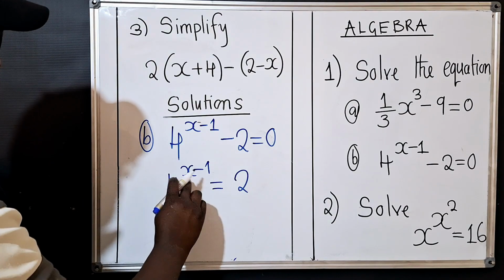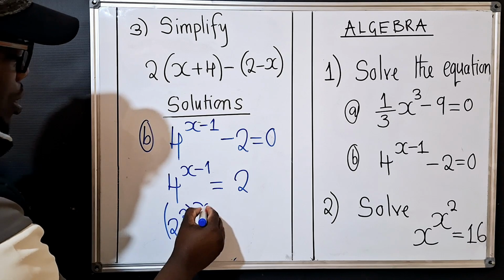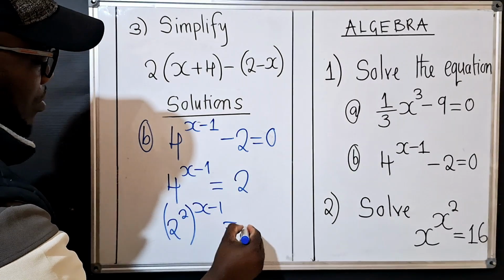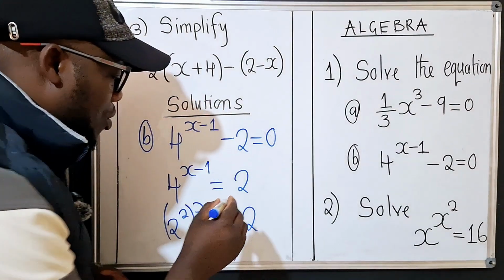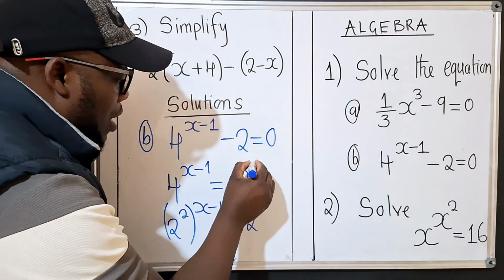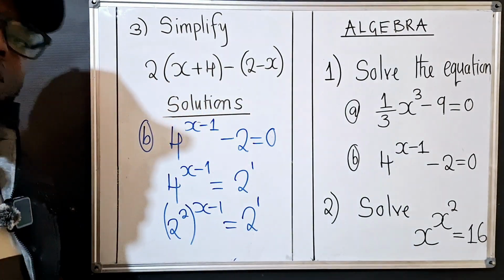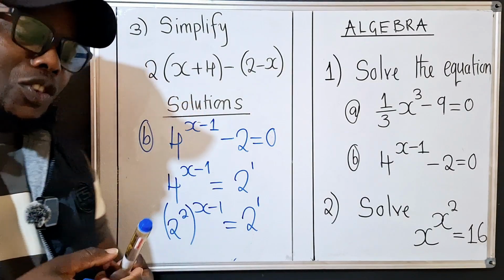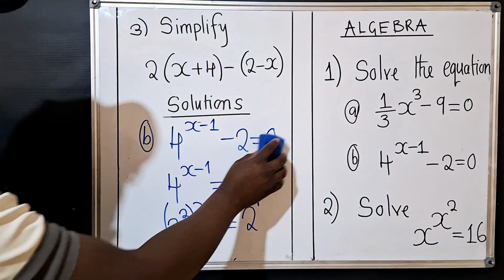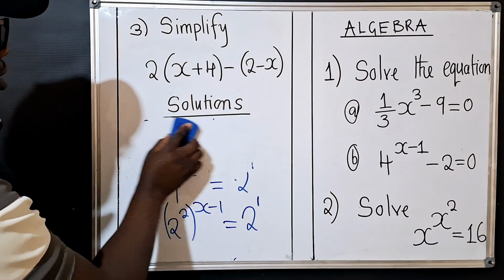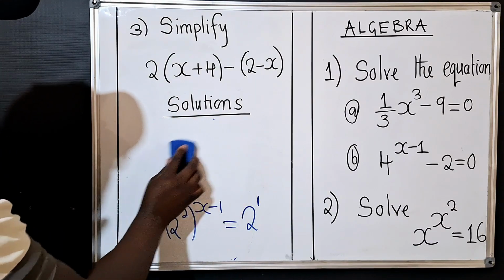Where are we supposed to take this power? It's supposed to be up here. And then we say equal to 2. And mind you, there is an invisible 1 even here, power 1. 2 power 1 will still be 2. We can now clean up here so that we create some space.